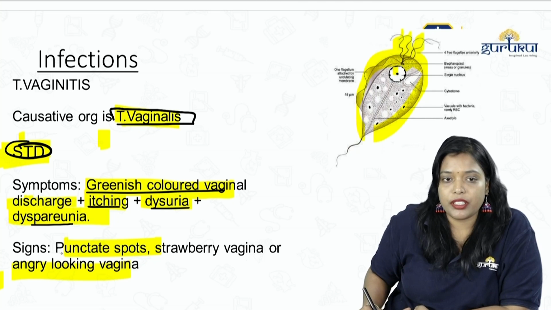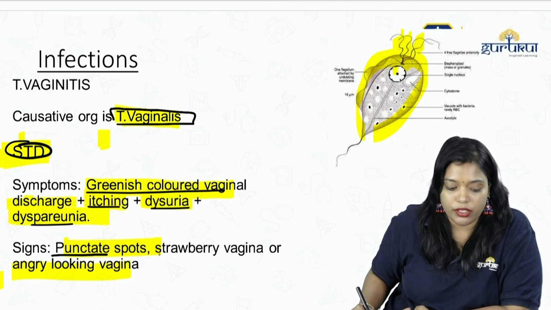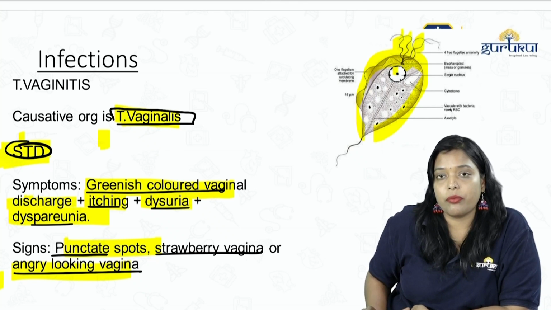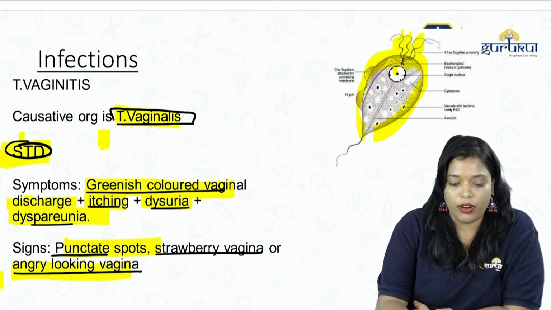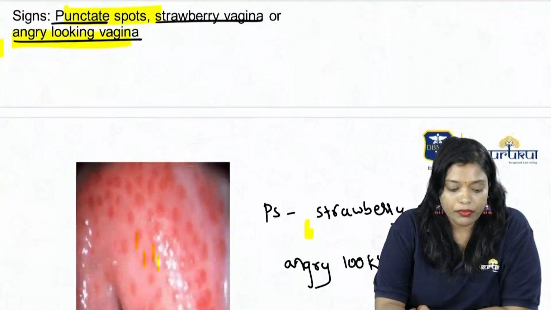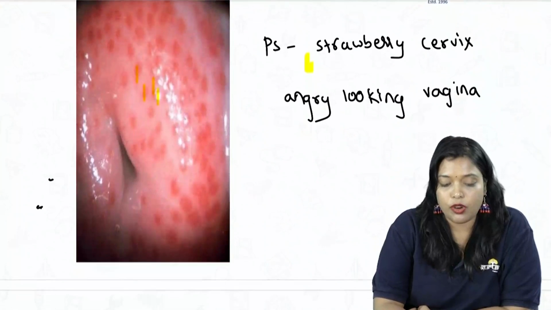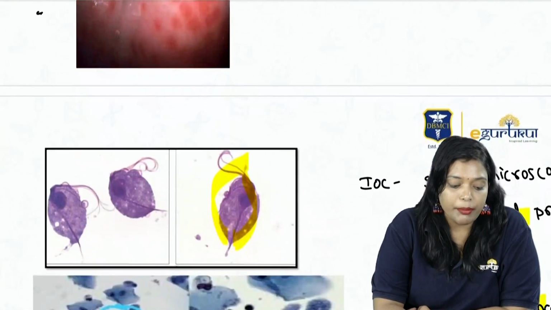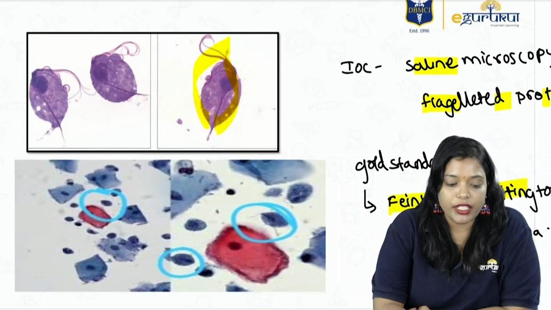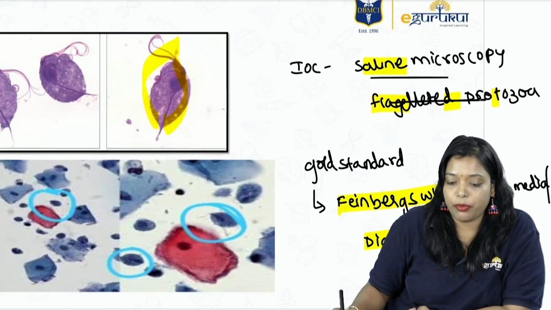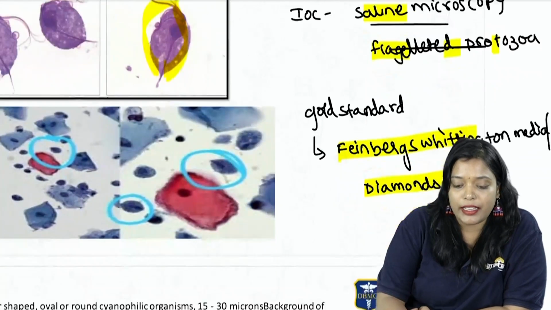When you see the signs, you will see the punctate spots, the strawberry vagina or angry looking vagina. The vagina will become red with red colored punctate spots. On per speculum examination you will see the strawberry cervix, very classical of Trichomonas. The investigation of choice is saline microscopy, where you will see the flagellated protozoa, and the gold standard is culture.